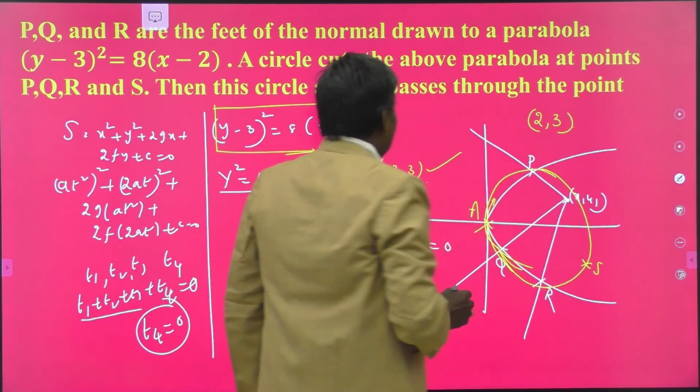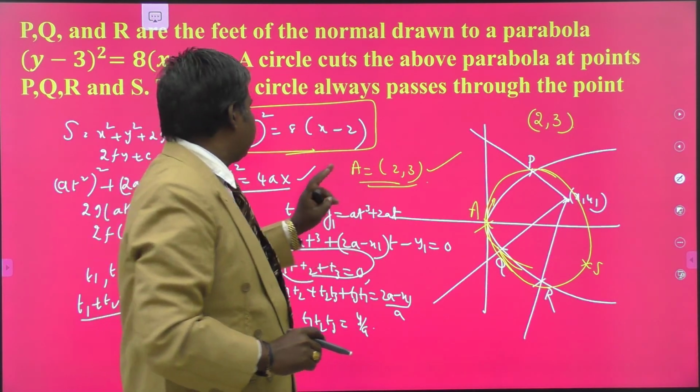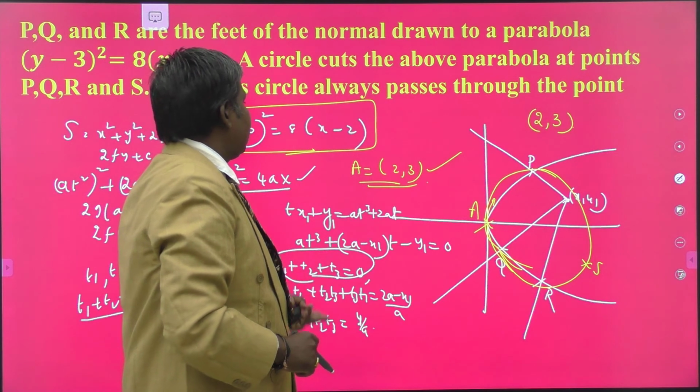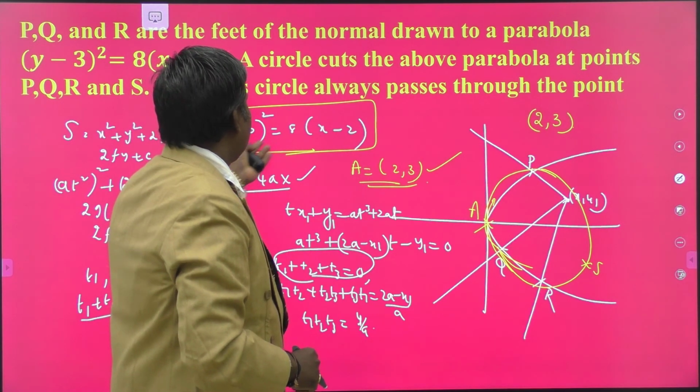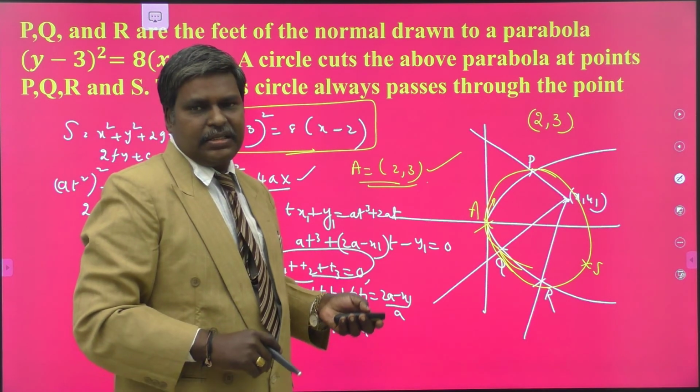This is the final answer. So once you know this derivation, you can write this answer within a second, because the fixed point the circle passes through is the vertex of the parabola, that is (2, 3), your vertex. Okay.